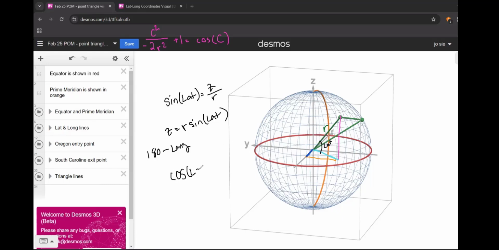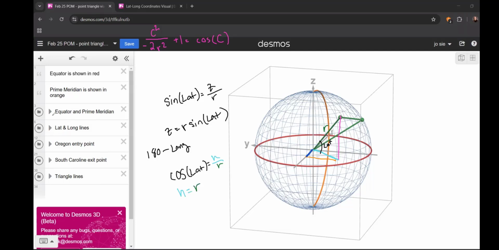Cosine of our latitude is going to relate h to the radius of the Earth. Because h is adjacent to the latitude, and the radius of the Earth is the hypotenuse of this triangle there. So that value h is going to be equal to r times cosine of the latitude.